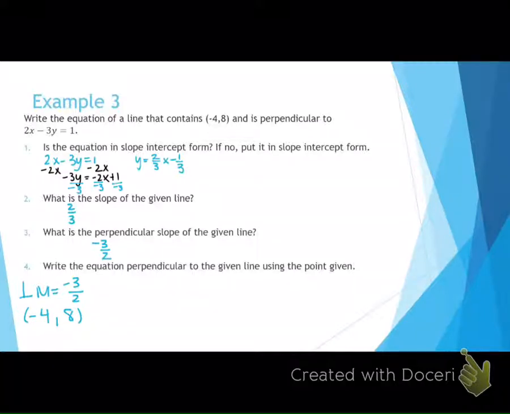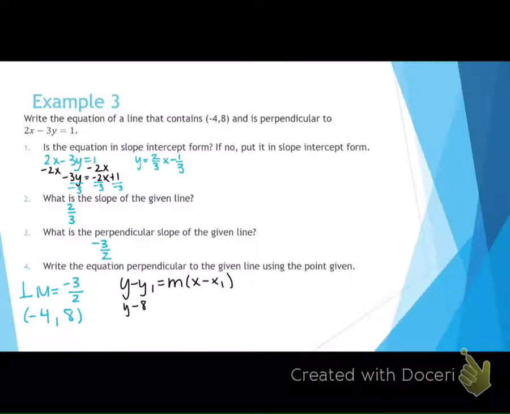Lexi, what form do we have to start in? Point slope. We do not know the y-intercept, so that's why Lexi said that. Justin, do you want to put it in point slope for me? Go ahead. Y minus 8 equals negative 3 over 2 times x plus 4.